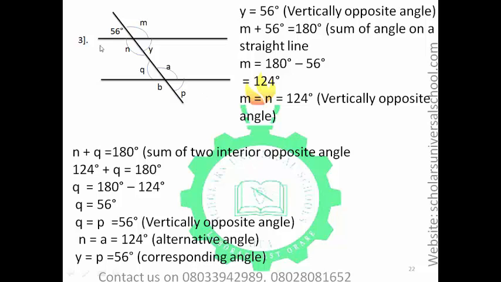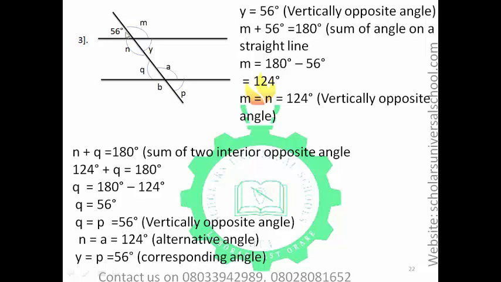Let's look at example 3. We are to solve for M, N, Y, Q, A, B, P. And we were only given what? 56 degrees. So let's pick it one after the other. 56 degrees is vertically opposite to Y. Are they not opposite? You see that they are opposite. So Y value is 56 degrees, vertically opposite angle.